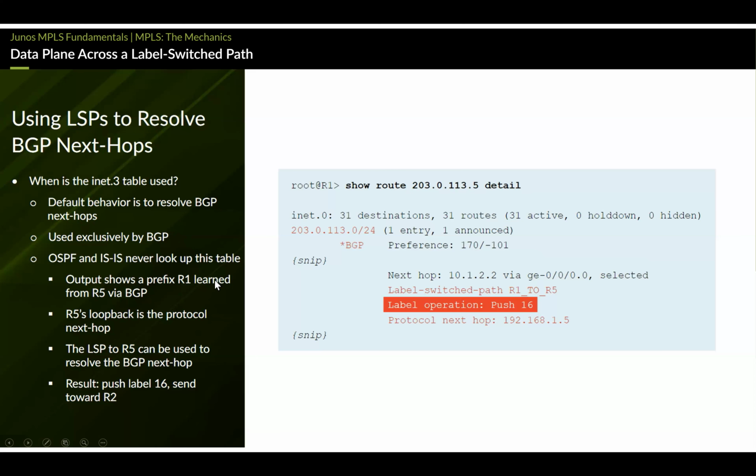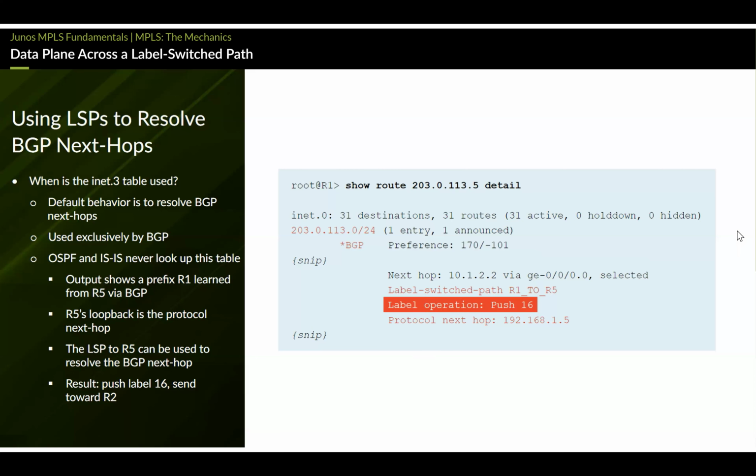The output shows a prefix R1 learned from router 5 via BGP. R5 loopback is the protocol next hop. The LSP to router 5 can be used to resolve the BGP next hop. The result: push label 16 and send toward R2. After configuring our lab, we can verify with this command.